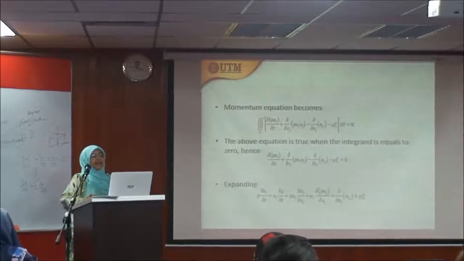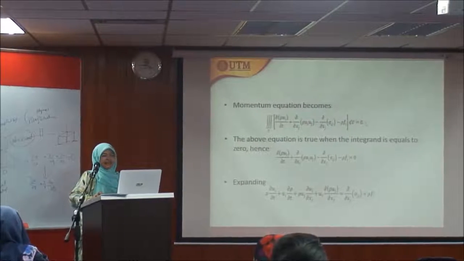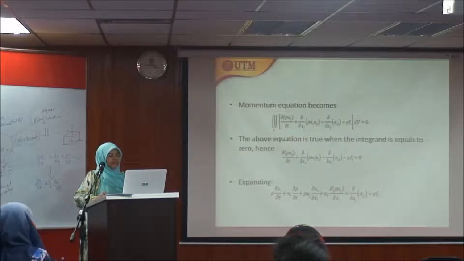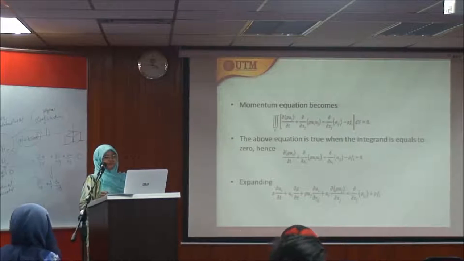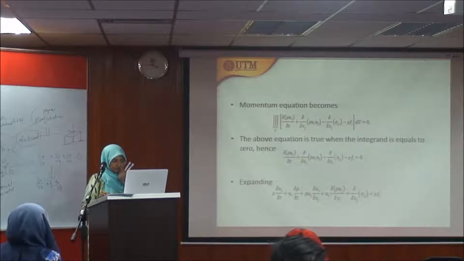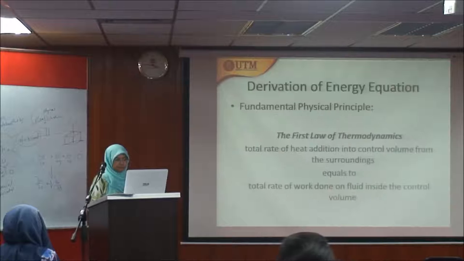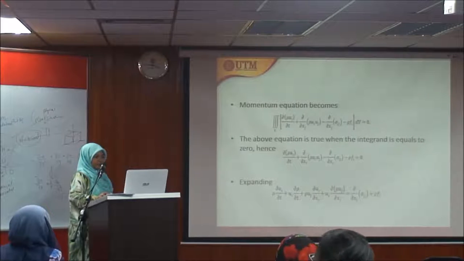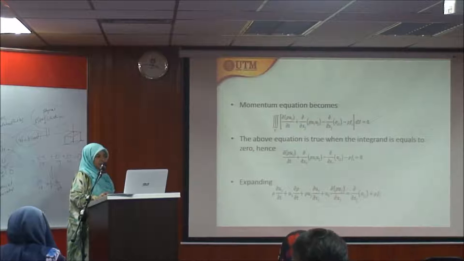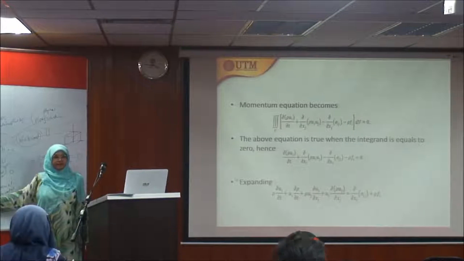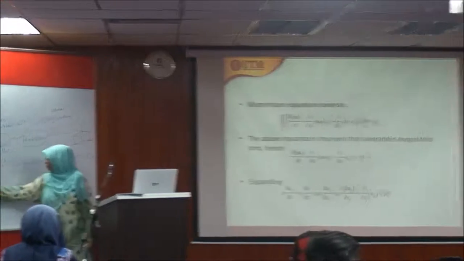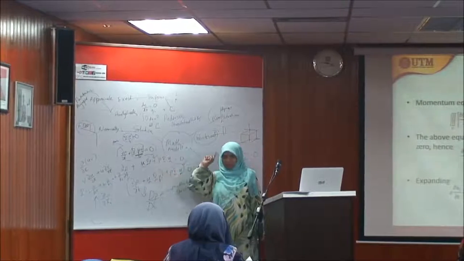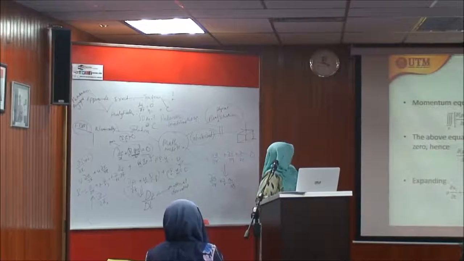So we get this, and again the right hand side is zero, so the integrand must be zero. So this is the momentum equation, and this is what I showed you just now. Please remember this equation. So these two are this one: d rho dt, because we have del rho del t, plus u del rho. Okay.